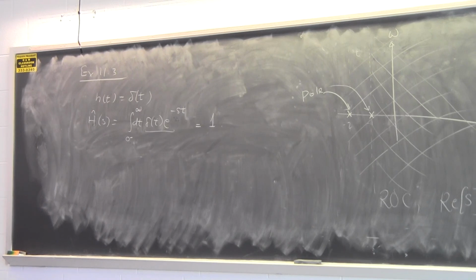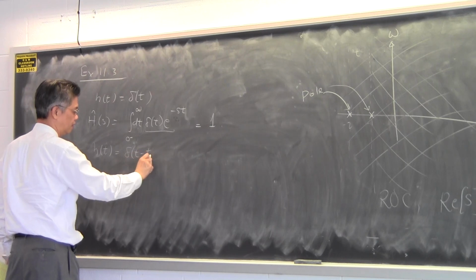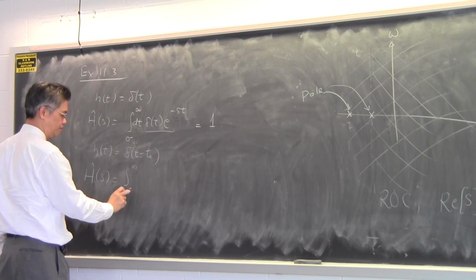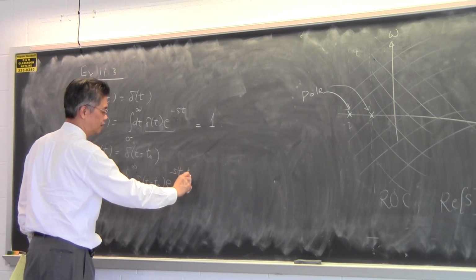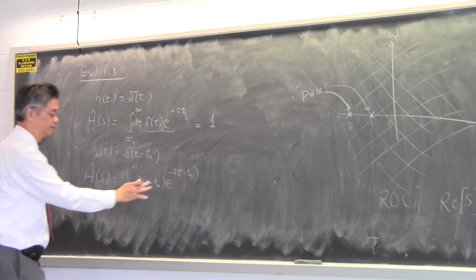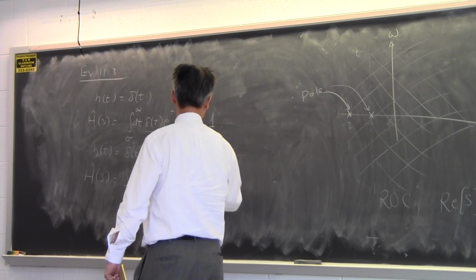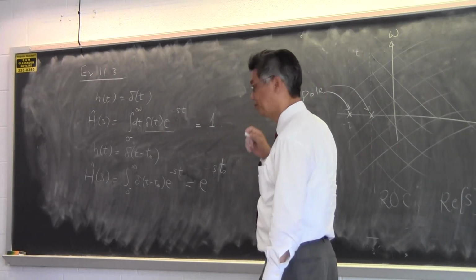Yes? So if instead of delta t, we have delta of t minus t naught, we just integrate. Then that would be the integral from 0 minus to infinity of delta of t minus t naught times e to the minus s t. Oh, sorry, no, just t naught. And then using the shifting property, this is e to the minus s t naught. That is what it evaluates to.